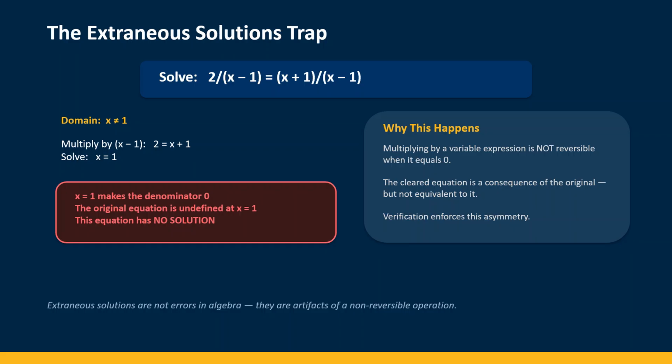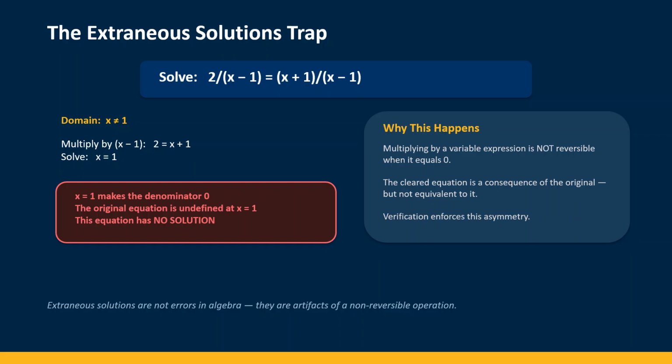However, substituting x equals 1 back into the original equation produces 0 in both denominators. The original expression is undefined at x equals 1. The candidate is therefore extraneous, and the equation has no solution. The underlying issue is structural, not arithmetic.